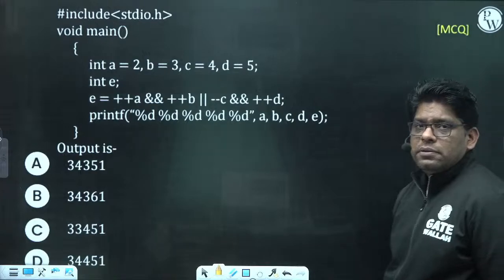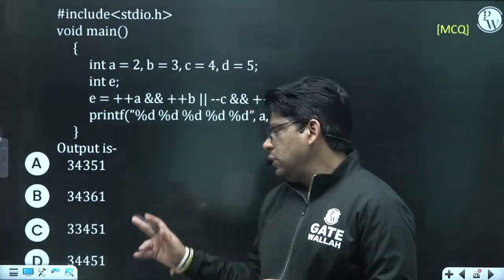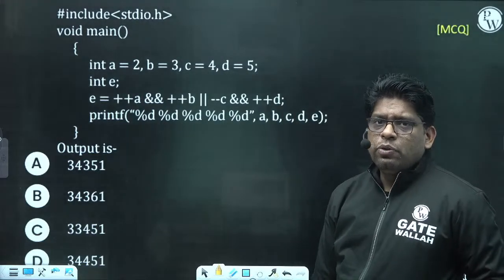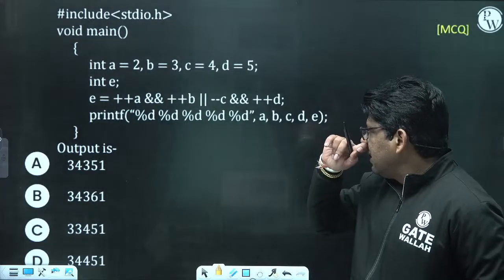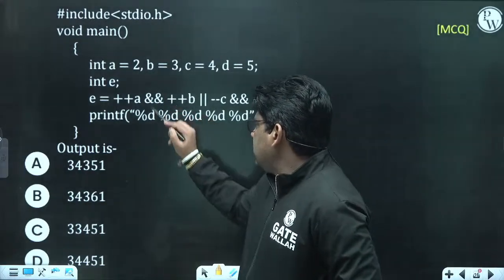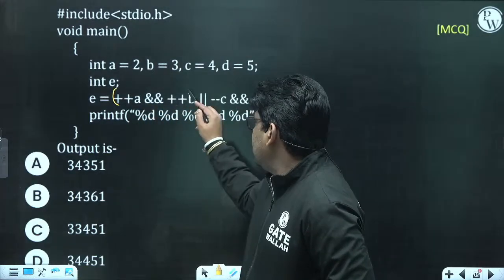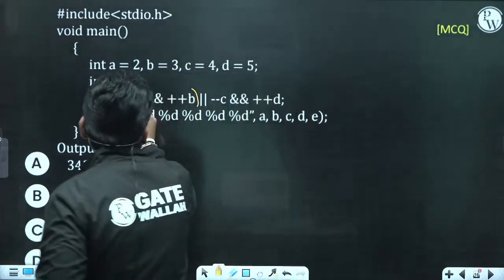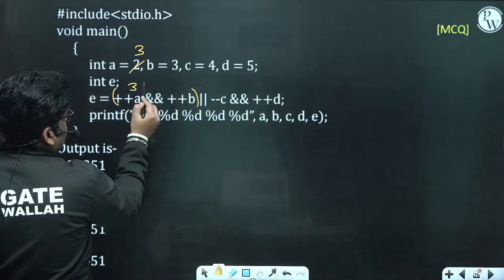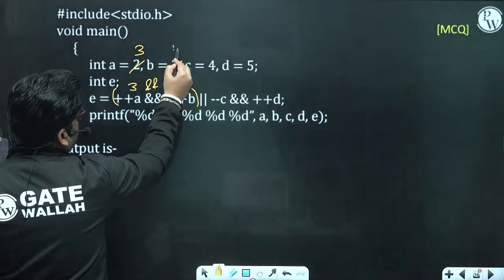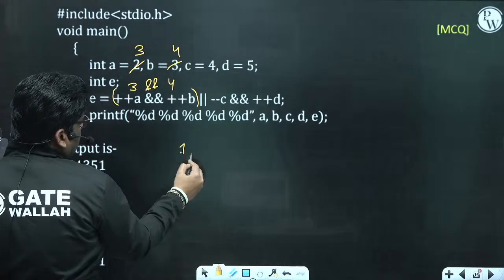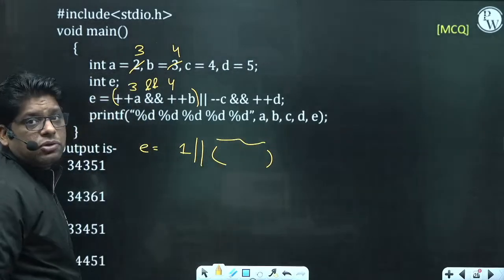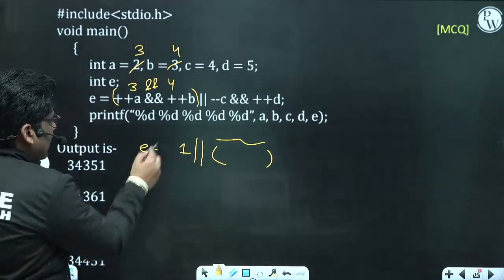Sir, the simplest thing you need to understand, actually I solved this question in the yesterday session also. If you were there, you know how to solve it. This plus plus is associated with this and, because the priority of and is more. So actually this statement looks like this. Now when you try to solve plus plus a, this becomes 3 and 3, and plus plus b, this becomes 4. So 3 and 4 is 1. So the value of E is E or something. Sir, this will never be evaluated because of short circuit evaluation.